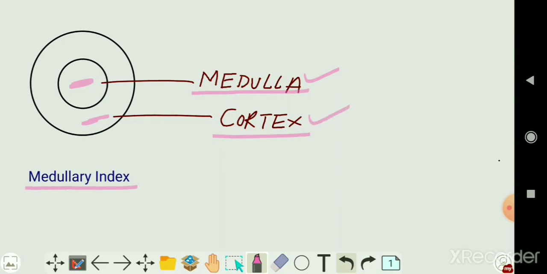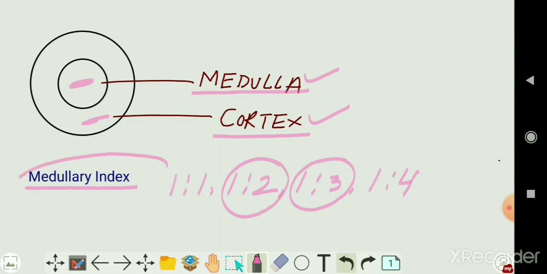There was a question which has been asked in DNB 2017: the medullary index in human hair is. The options were 1 is to 1, 1 is to 2, 1 is to 3, and 1 is to 4. And the correct option was 1 is to 3. Therefore, the medullary index in human hair is 1 is to 3. But in the case of animals, the medullary index is 1 is to 2.